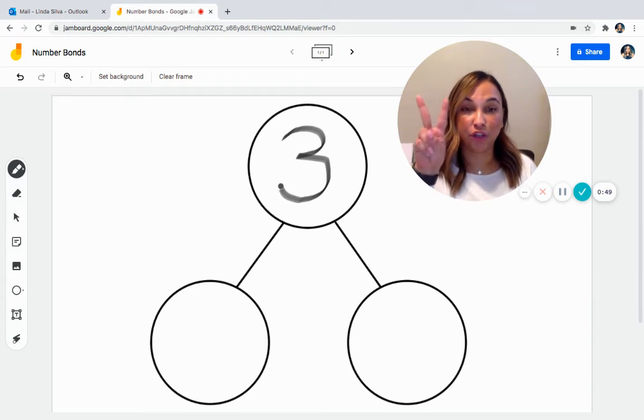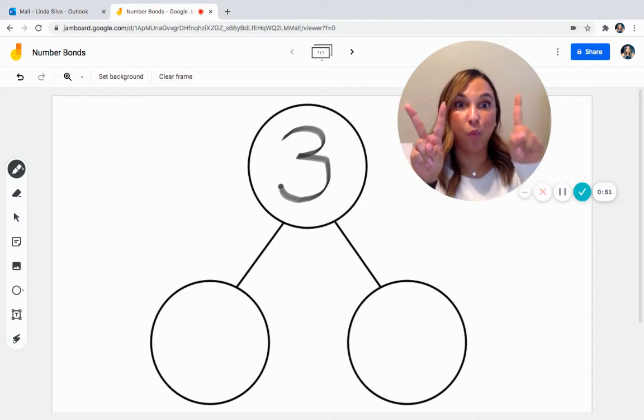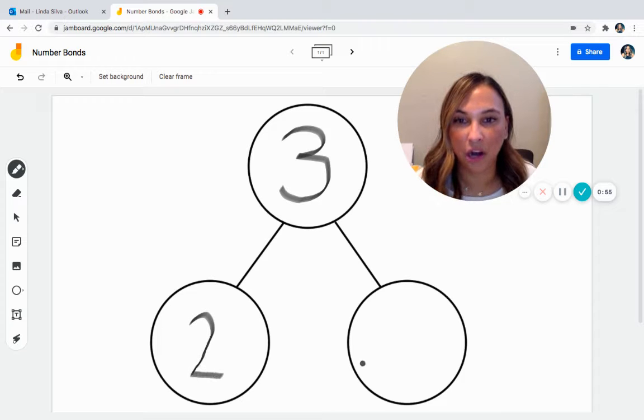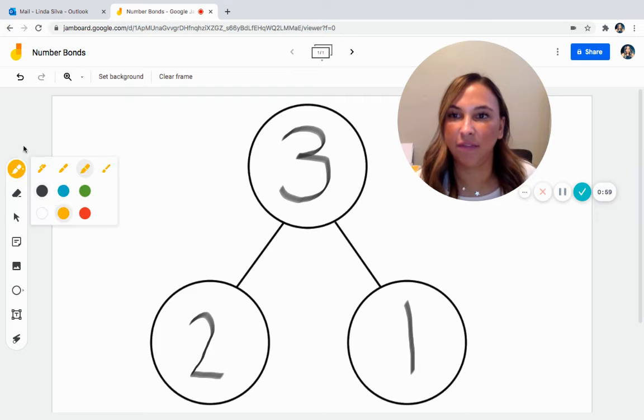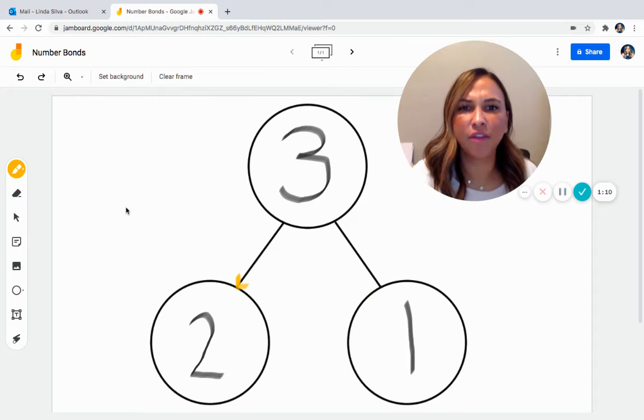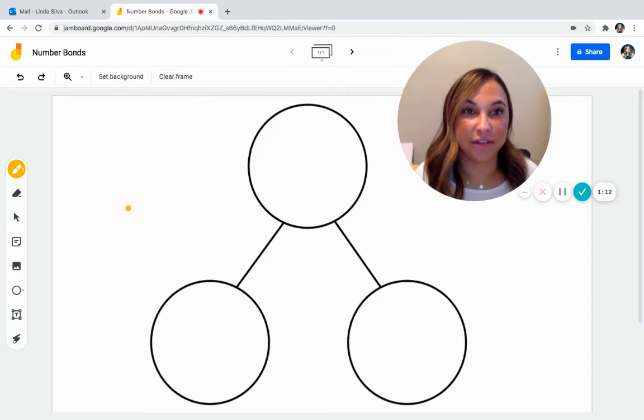And since we could put 2 on one hand and 1 on another, we would put 2 here and 1 here. I kind of like to think of these lines as arrows pointing and saying, this is 3 and these are the 2 parts, okay? So let's do another example.